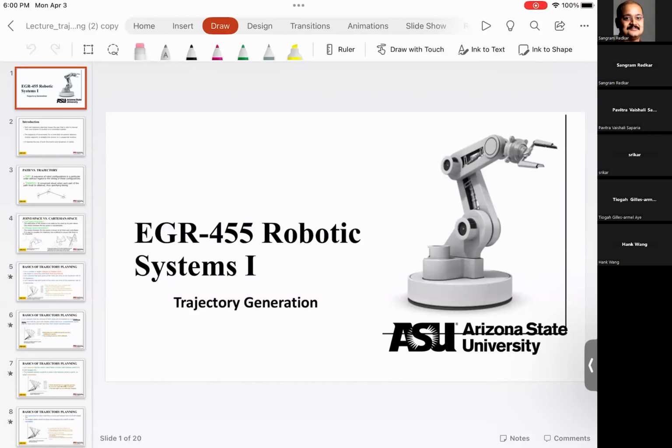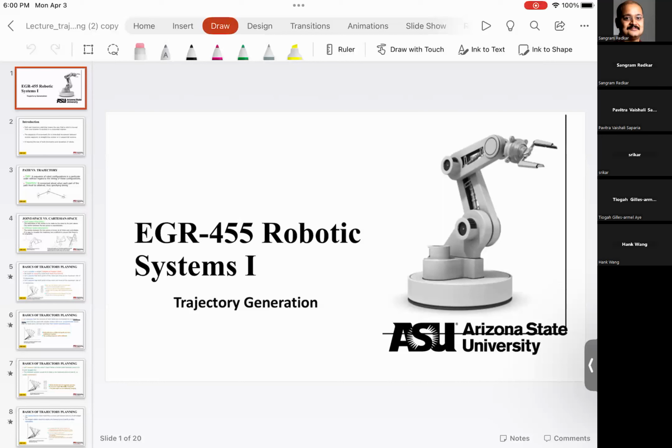So, welcome to Robotics 1. In today's class, we are going to talk about trajectory generation. This is a small topic, and I want to finish it because there is an assignment on trajectory generation that you can finish once we discuss this topic.